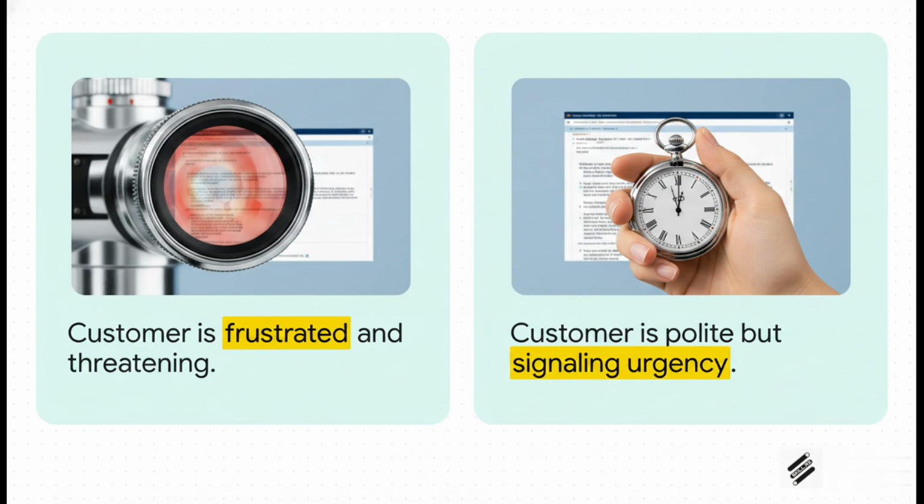A customer wrote in, very politely noting they'd been blocked for 5 days and respectfully asked if they should look at alternatives. The AI aggressively labeled this as, "customer is frustrated and threatening to leave." No, they weren't. They were polite but urgent, and it gets worse.